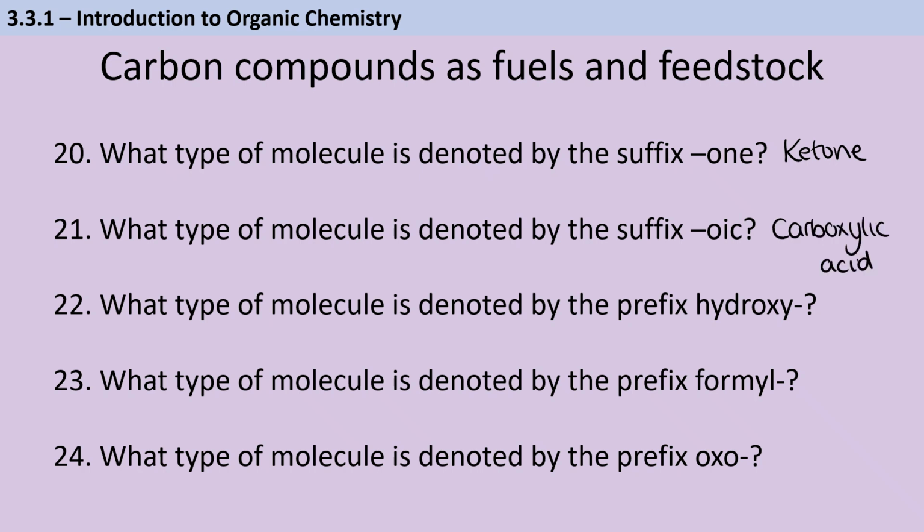Hydroxy tells us that we have an alcohol group or a hydroxy group, but it's at the start of the molecule because we have a higher priority suffix that we need to deal with. Formyl tells us that we're dealing with an aldehyde, but again, this is not the highest priority functional group, so formyl is going at the start as a prefix as opposed to al at the end as a suffix. And oxo tells us that we're dealing with a ketone, but again, we have a higher priority functional group.